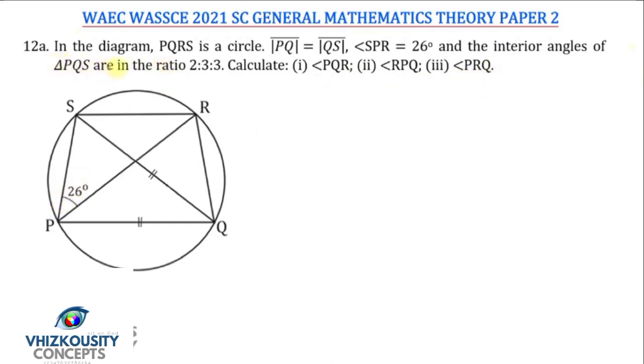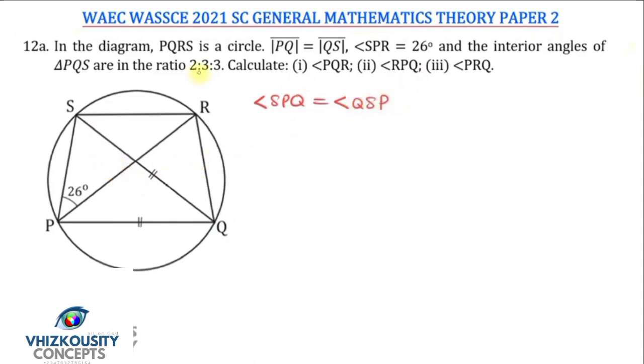angles of this triangle PQS are in the ratio 2:3:3, let's identify those angles on this particular diagram. Since line QS is equal to line PQ, that makes this triangle an isosceles triangle. And one thing we note is that the base angles of an isosceles triangle are equal. And what are the bases? It will be this angle here, SPQ, and this angle here, QSP. So I can say angle SPQ is equal to angle QSP, because they are the base angles of an isosceles triangle.